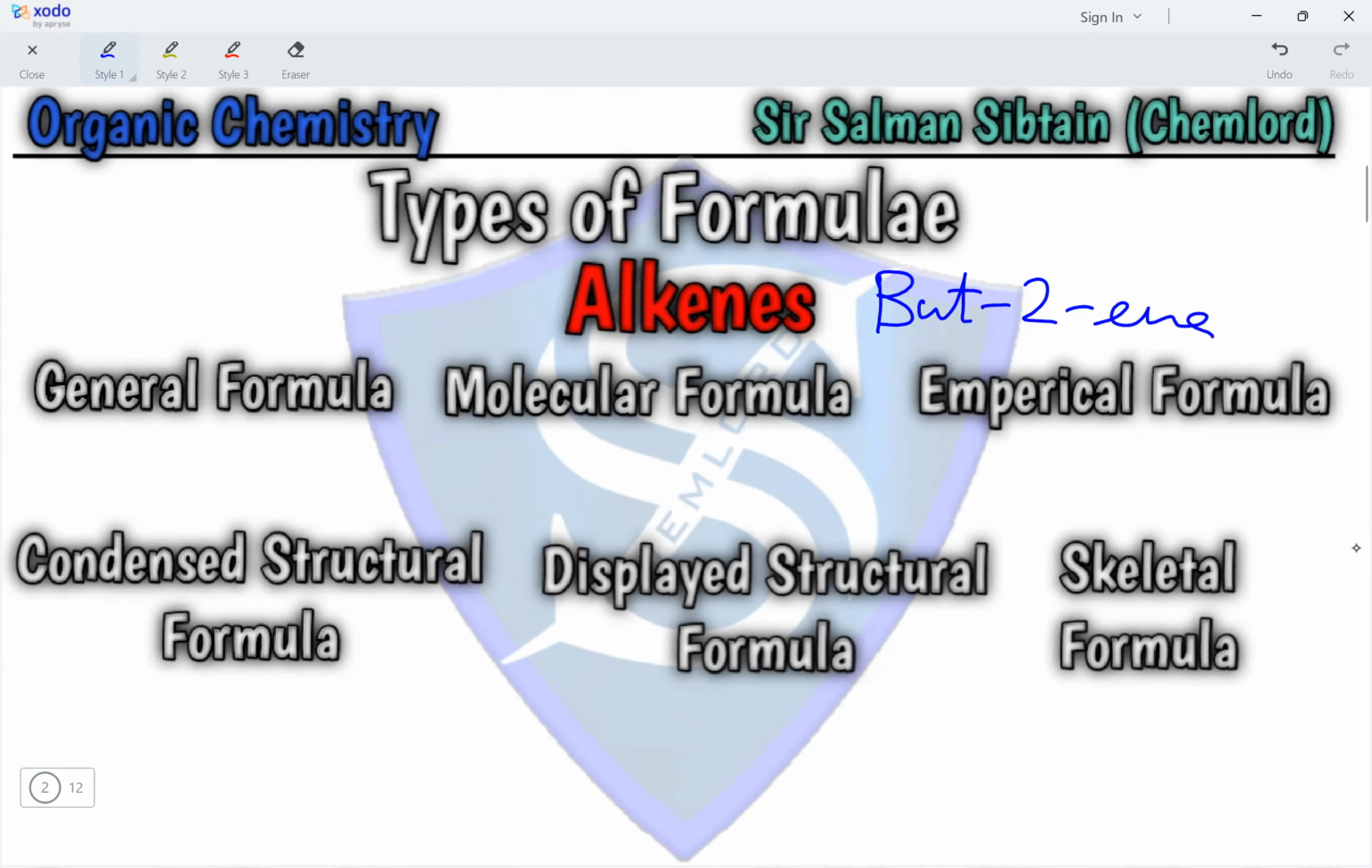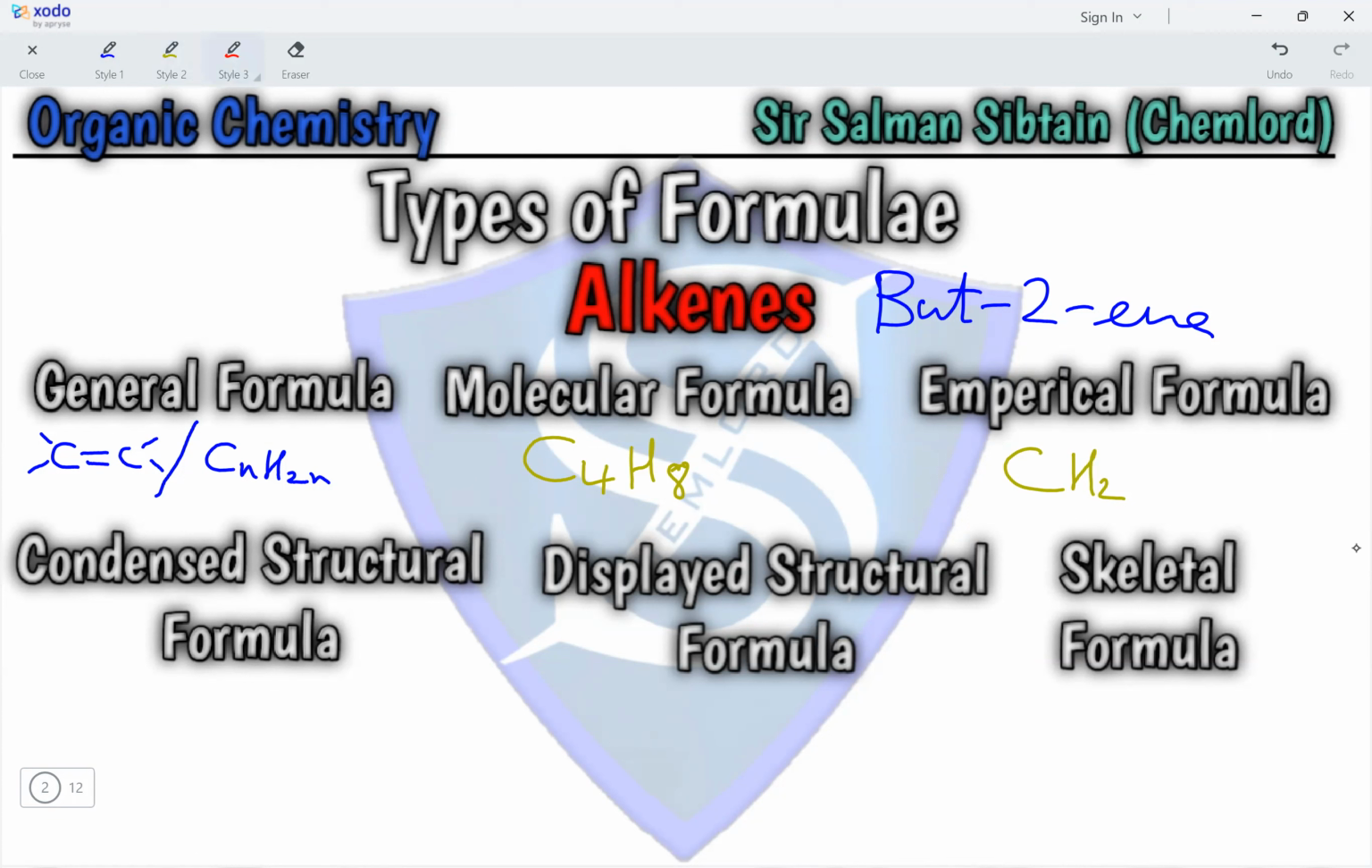but-2-ene as an example. The general formula of alkenes can be represented with a double bond between two carbon atoms, and in terms of the number of elements present, it will be CnH2n. The molecular formula for but-2-ene would be C4, and then 4 times 2 is 8, so C4H8. And its empirical formula, in the simplest ratio of carbon and hydrogen, would be CH2.